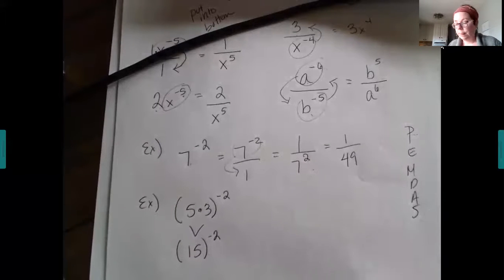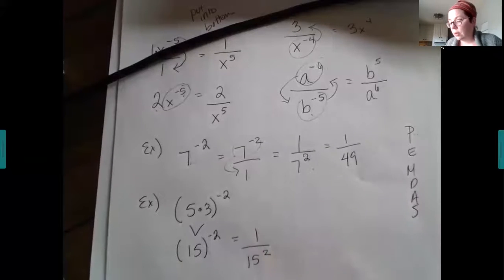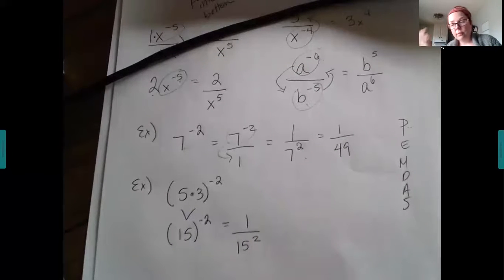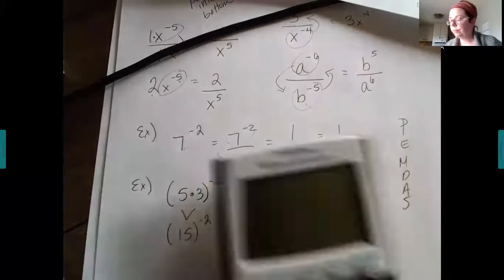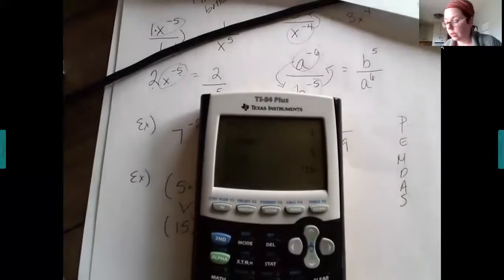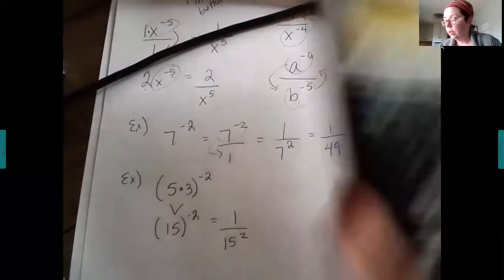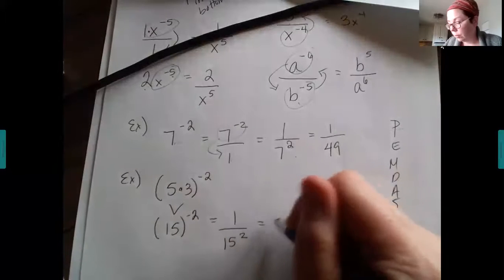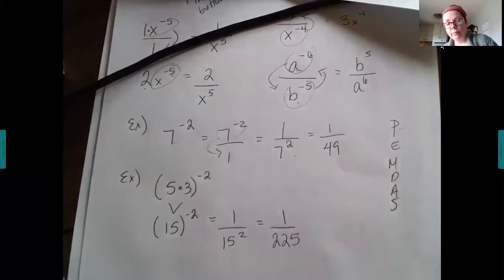So what do we do? We move that guy downstairs. And 15 squared, you know, I know a couple squares off the top of my head. I think it's 225. After 13, I kind of forget. So 15 squared is 225. So in the simplified form, this would be 1 over 225. Okay.